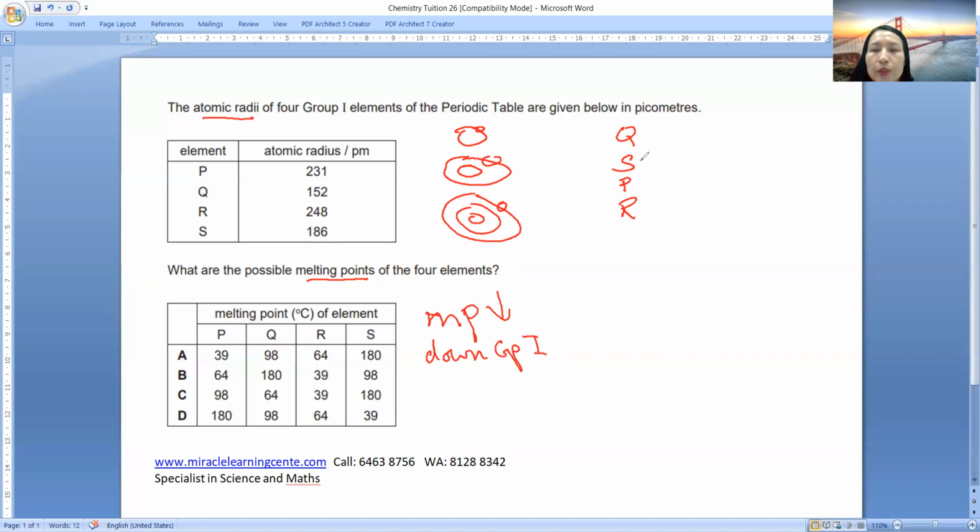Okay, so melting point and boiling point decrease down group 1. So this one should be the lowest, and Q should be the highest melting point. Okay, so the answer will be B. So R with the lowest, then followed by P, S, and Q is the highest. So this is correct.